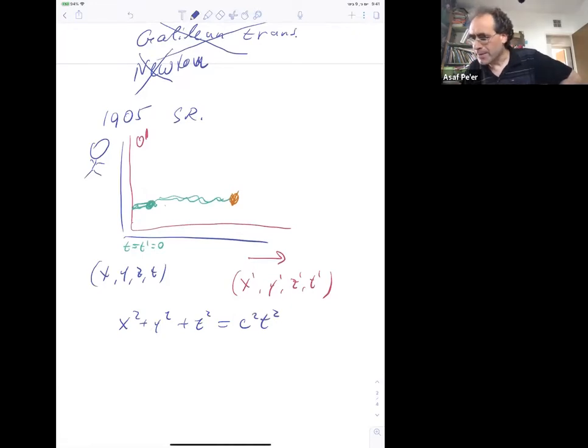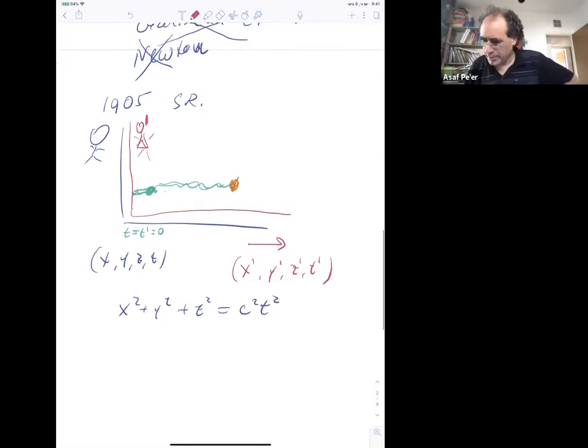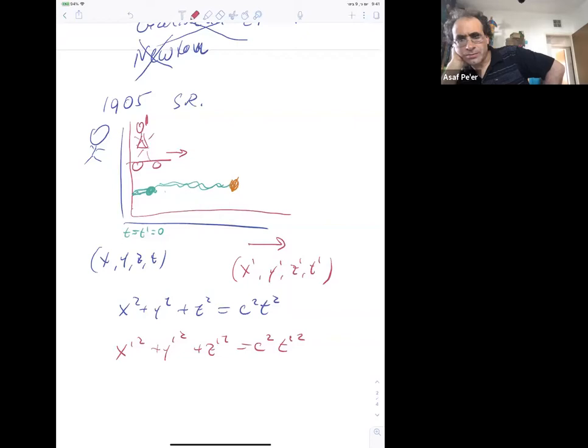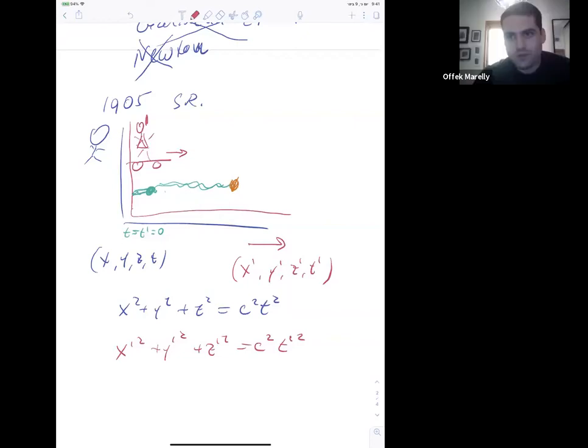Right? Now I'm asking the same question to observer O prime, which is moving. And she will tell me, of course, the same thing. Since the speed of light is the same, x prime squared plus y prime squared plus z prime squared is equal to c squared t prime squared, of course, according to her clock. She might be skating relative to the first observer. Who's right and who's wrong? They're both right.